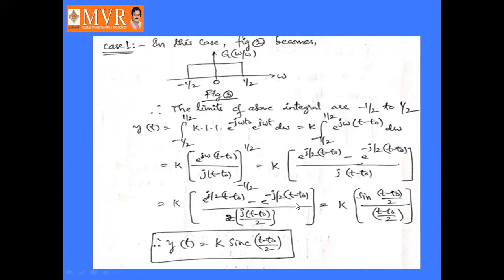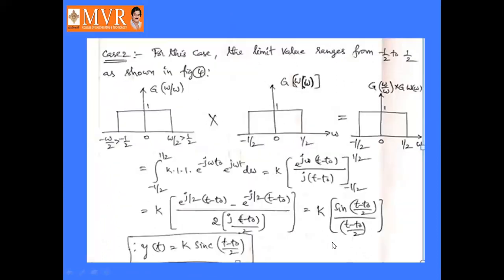By simply solving this, we'll get y of t equal to k into sinc of (t minus t naught) by 2. That is case 1. Coming to case 2, here the limit value omega is greater than 1. The limit value ranges from minus 1 by 2 to plus 1 by 2, as shown in figure 4.